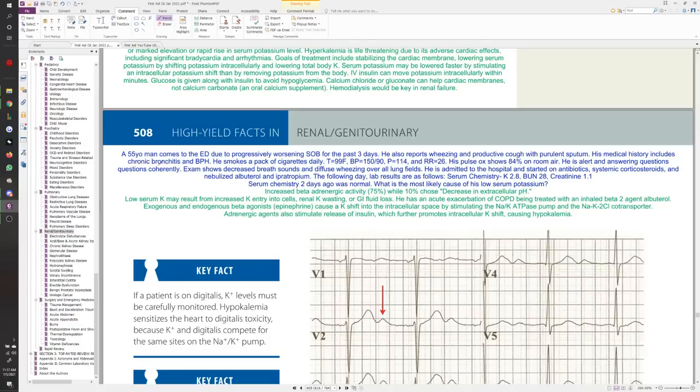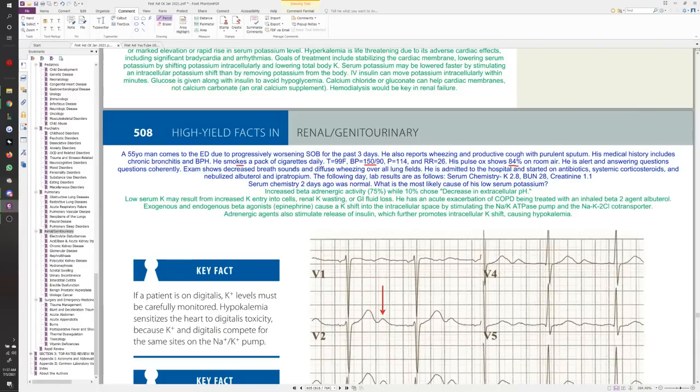Medical history includes chronic bronchitis and BPH. He smokes a pack daily. Vitals show high blood pressure. Pulse ox shows 84%, which is bad, so his lungs are not causing good air exchange for some reason. He is alert and answering questions coherently.